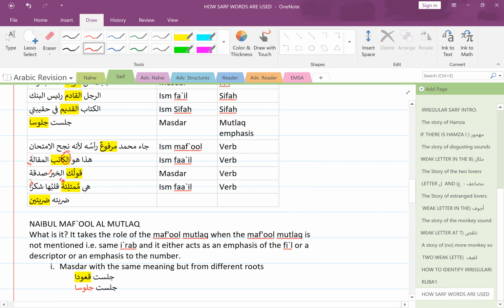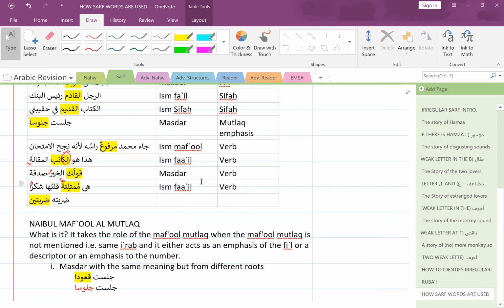اسم فاعل, the other way is like the one who fills. Yes, the person who does the job. Yes, the one who fills. So how did you... okay, because it's acting as a verb, that's why you said filled. Yes.